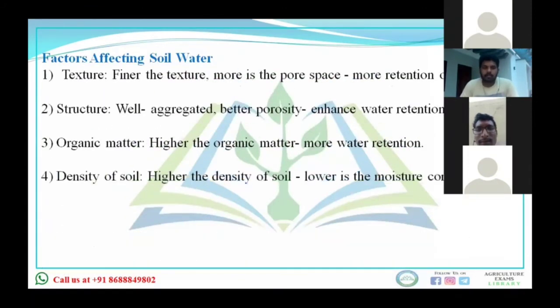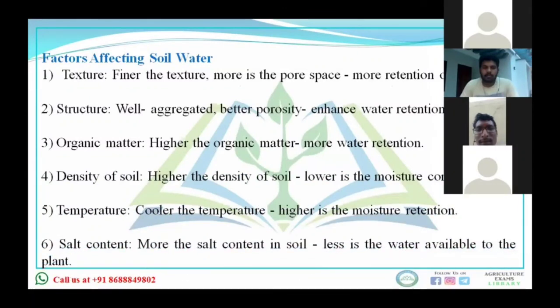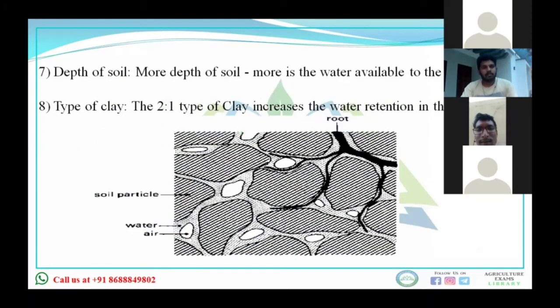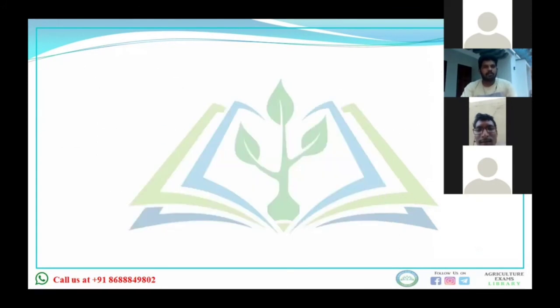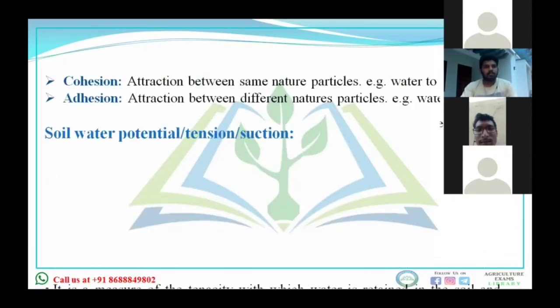Now, this I have explained to you. What are the factors affecting soil water? Texture, structure, organic matter, density, temperature, salt content, all these are explained. Depth of the soil, type of clay. Is it right? This I'll explain now. These forces are explained.